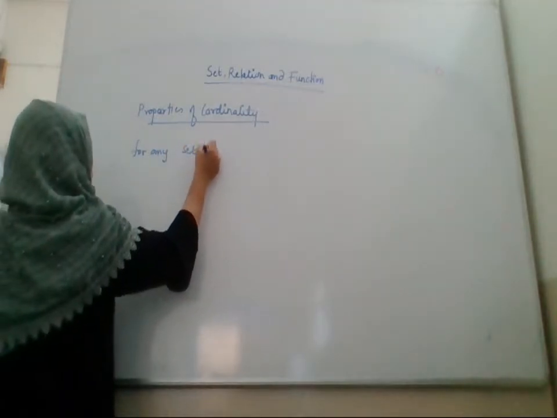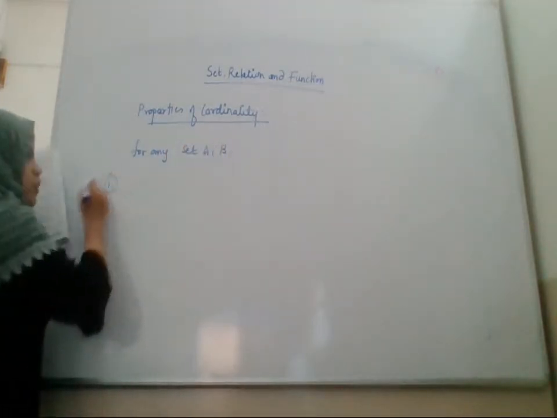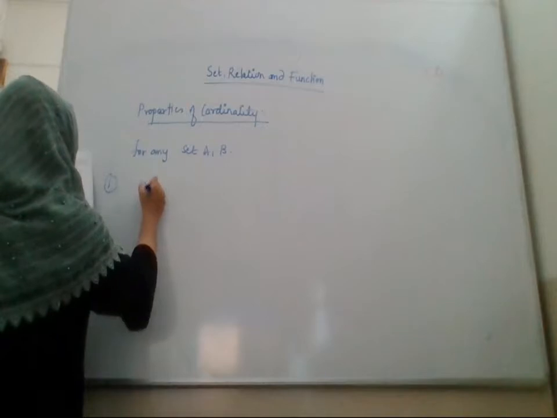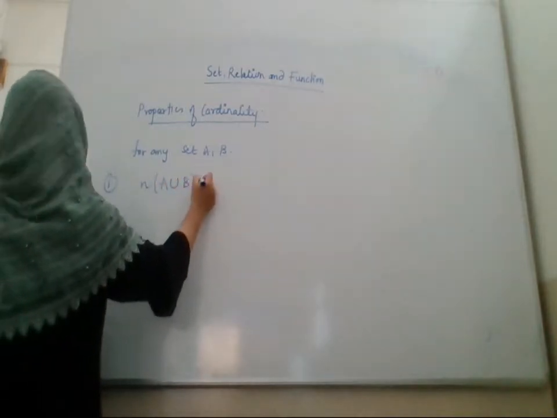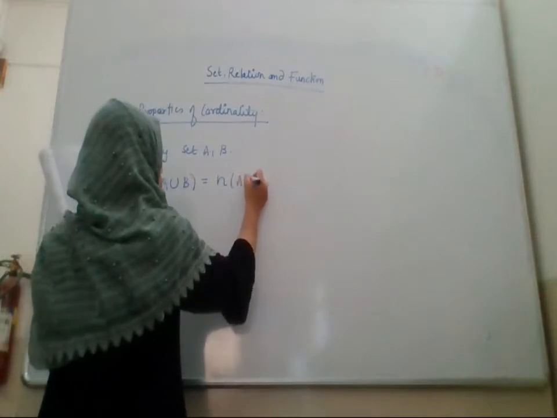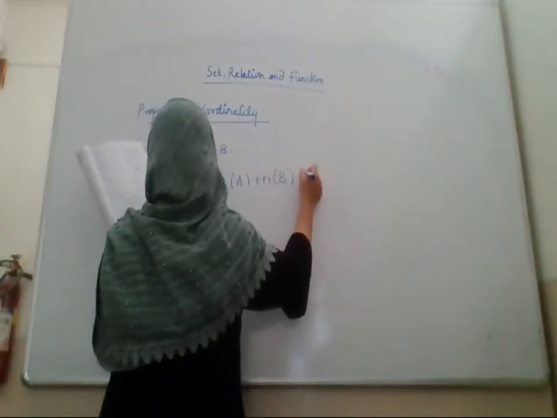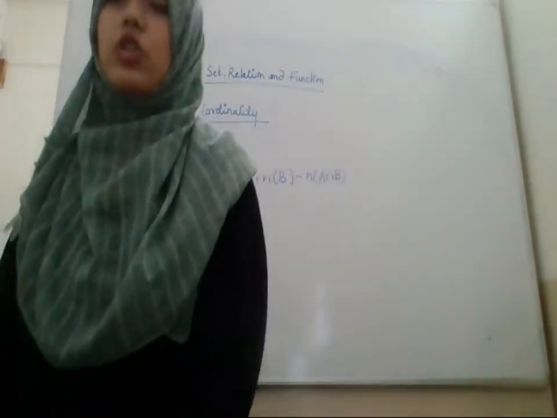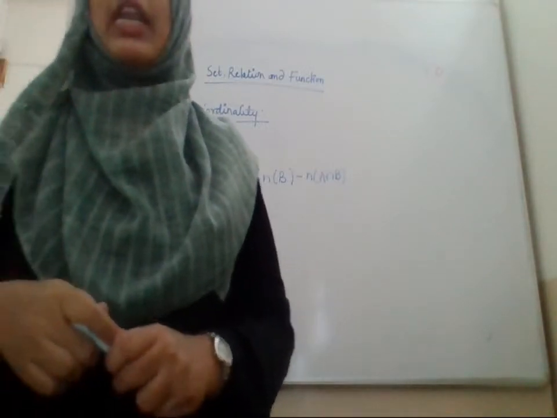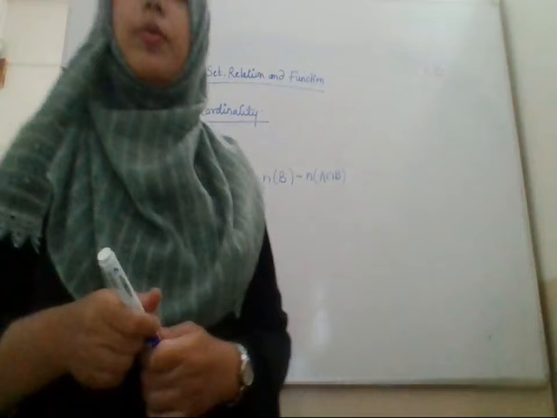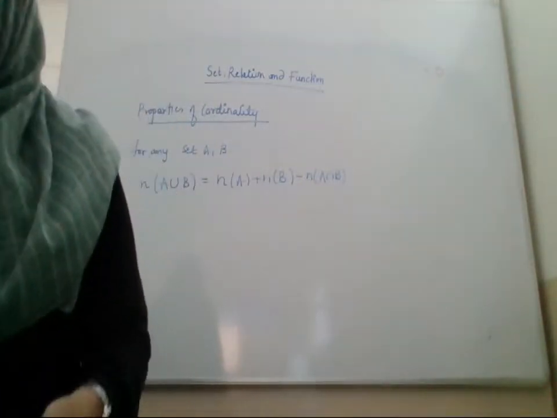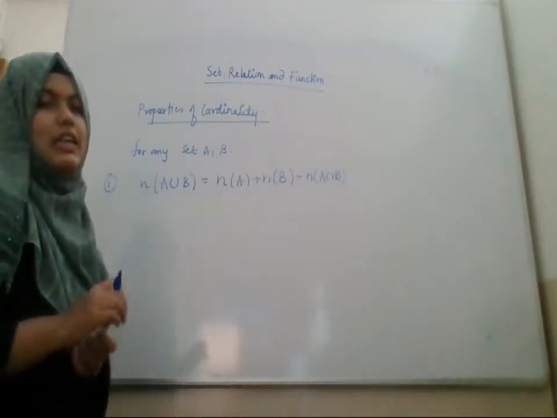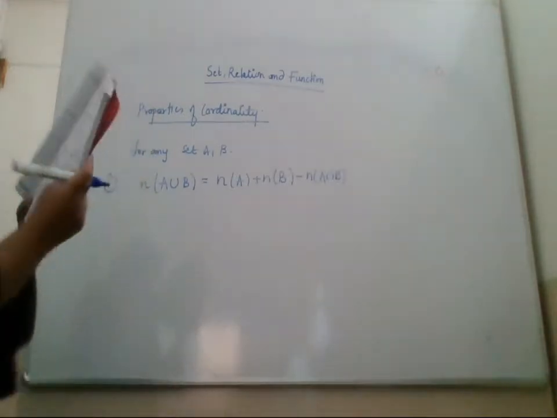For any sets A and B, your first property, it is there on page number 91: cardinality of A union B is equal to cardinality of A plus cardinality of B minus cardinality of A intersection B. This is your first property and it is very useful to solve problems in this chapter.